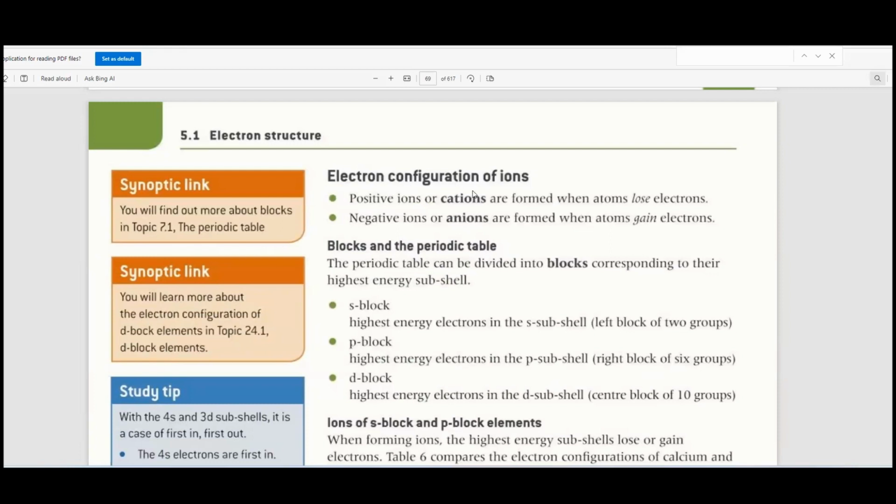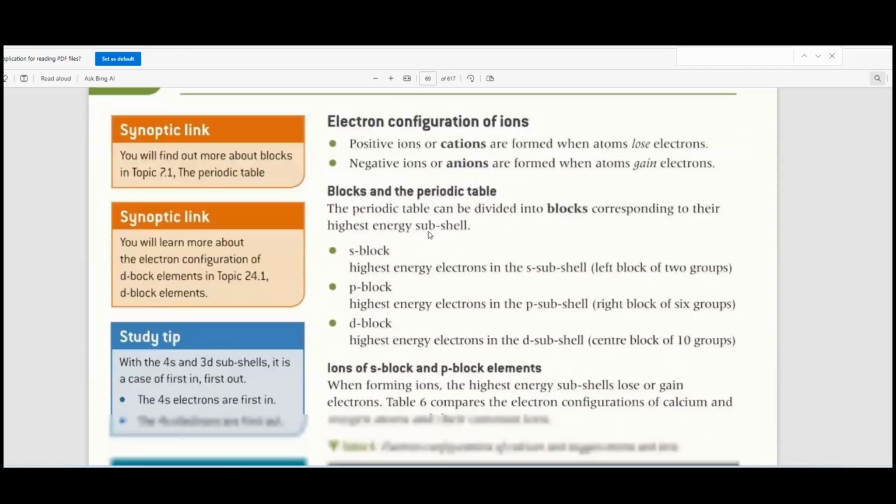Okay. So electron configuration of ions. Positive ions or cations are formed when atoms lose electrons. Negative ions or anions are formed when atoms gain electrons. You already know what a cation and an anion are.